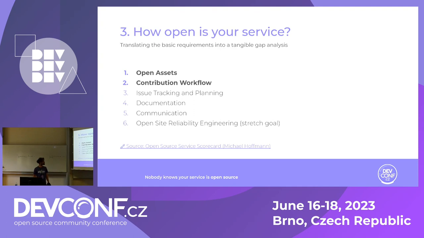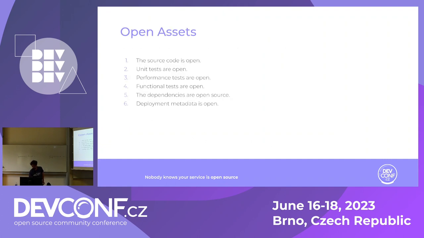So let's look into what open assets means, because it sounds very obvious in a way, but what does that all entail, and which parts of a service's code are necessary? Because there you will discover the differences between traditional software and services already. So the first one is obvious: the source code is open. And the second one, unit tests are open. That's also something we're familiar with. We have unit tests in our software in general. We might even have performance tests and functional tests, but these become more and more important when software is long living and running as a service. Then you need to have these types of tests.